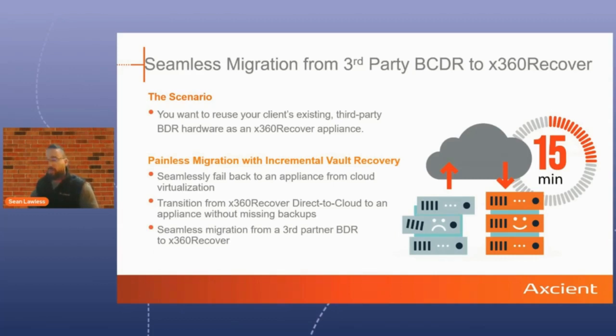The other area where this is really helpful is if you're looking to transition from your current BDR vendor. What incremental vault recovery does is allow you to deploy a D2C agent in parallel with that existing technology, build up some historical data in the Axcient cloud, and then use incremental vault recovery to convert that D2C agent to an appliance-based architecture and repurpose that appliance.